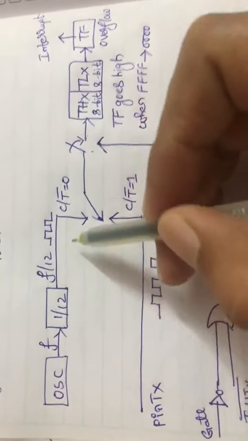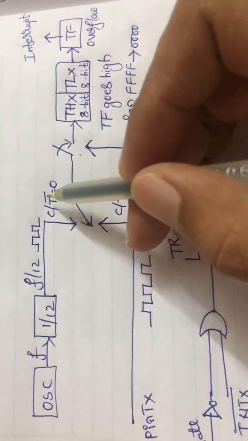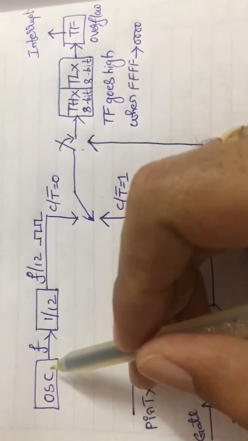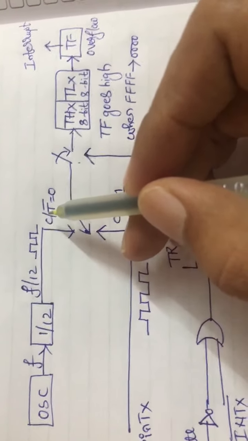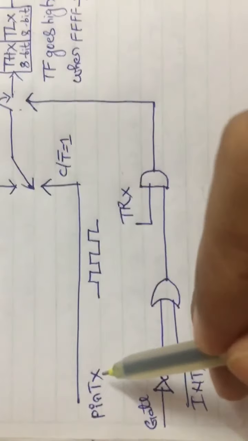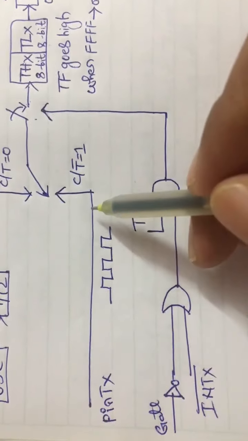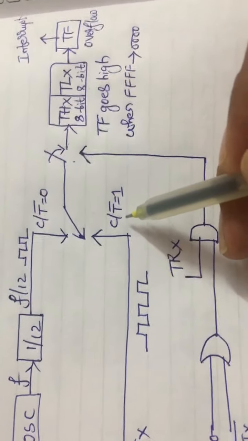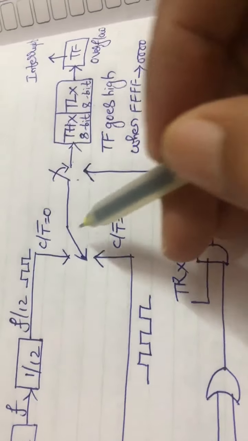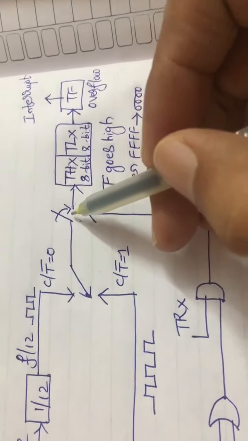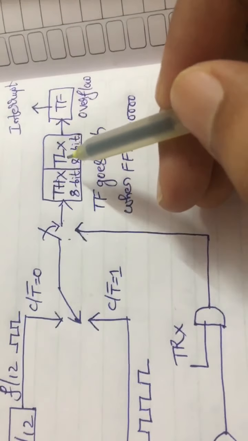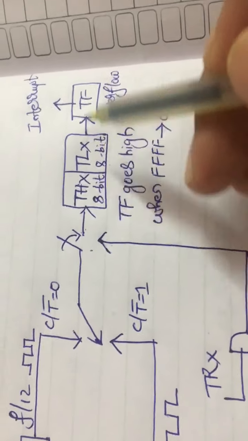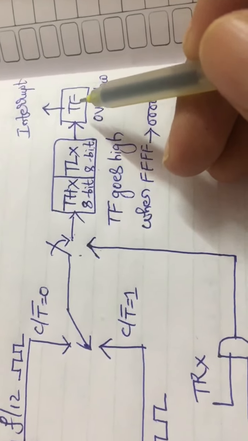Once again I will repeat. If I work with respect to the timer, the pulse is taken with the help of the oscillator and the divide by 12 circuit, and we have to make C/T bar equal to 0. And if I take it as counter mode, then the pulses are taken from pin TX, and there we need to make C/T bar equal to 1. After this the next block is the timer/counter block, where 8 bits of TLX and THX are used. The next is TF, that is the timer overflow flag.